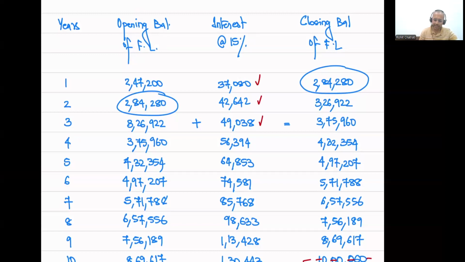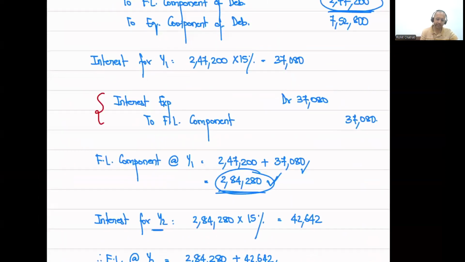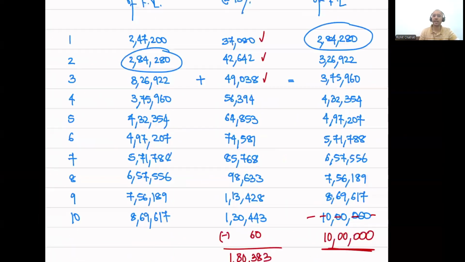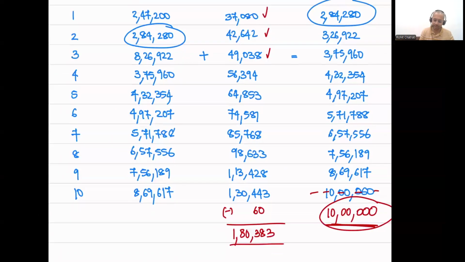Now, every year I am going to recognize interest on the liability, and the journal entry for that is going to be interest expense debit to financial liability component. So every year, my financial liability component value is going up in such a way that it exactly reaches 10 lakhs at the end of 10th year, which is equal to the amount of payment that I have to make to the holders of debentures at the end of 10th year. At the end of 10th year, I'm required to make a payment of 10 lakhs and my liability value will exactly have this amount.